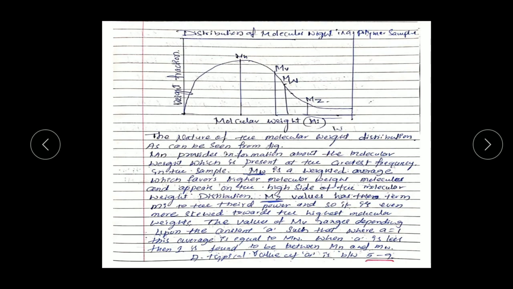The value of Mv ranges depending upon the constant a, such that where a equals 1, this average is equal to Mw. When a is less than 1, it is between Mn and Mw, and the typical value of a is between 0.5 and 0.9. Hope you understand this graphical representation of distribution of molecular weight in a polymer sample.